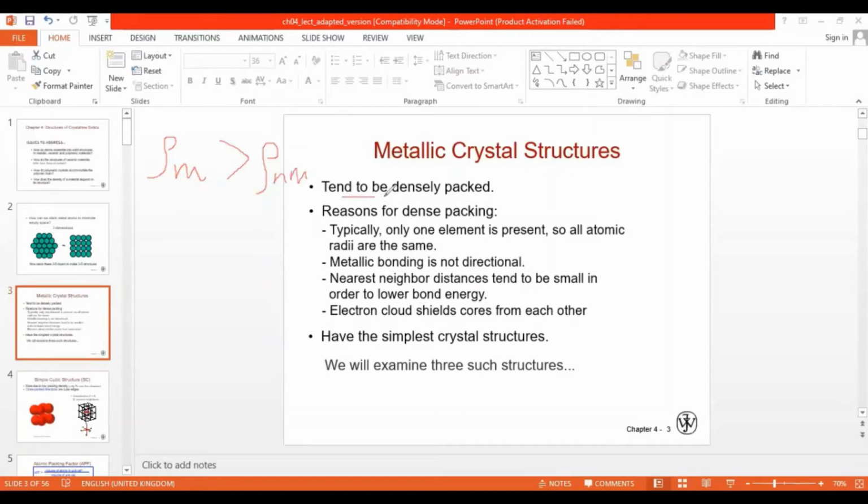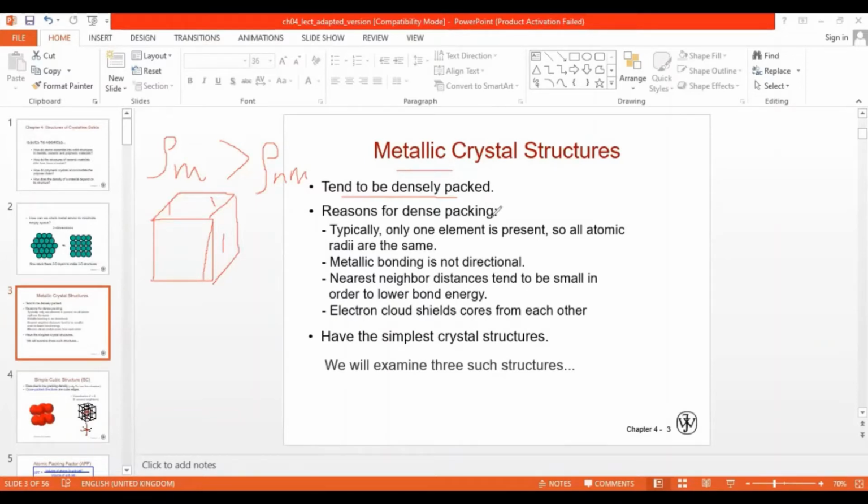So they tend to be densely packed in terms of the number of atoms in a particular unit volume. From here onwards, I will use the words unit volume, unit area, something like that. Unit volume means one unit, right? This is unit area. If it is volume, then that will be 1 unit into 1 unit into 1 unit, that is unit volume. So in metallic crystal structures, atoms tend to be densely packed, right? So the density is high. Reasons for dense packing.